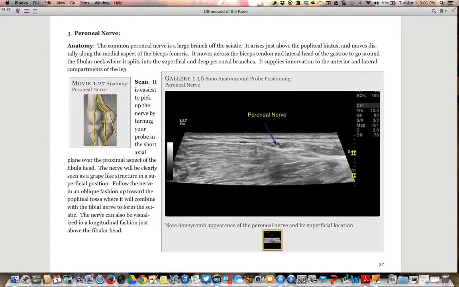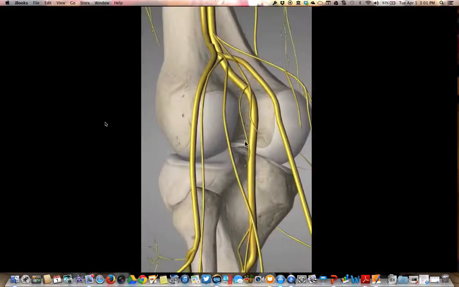The peroneal nerve is an important structure and very easy to locate because of its superficial nature. It is a branch of the sciatic arising just above the popliteal hiatus, moving distally along the medial aspect of the biceps femoris. It moves across the bicep tendon and the lateral head of the gastrocnemius to go around the fibular neck, where it then splits into its superficial and deep branches. It innervates the anterior and lateral compartments of the leg. Let's review this anatomy and talk about how we scan this area.